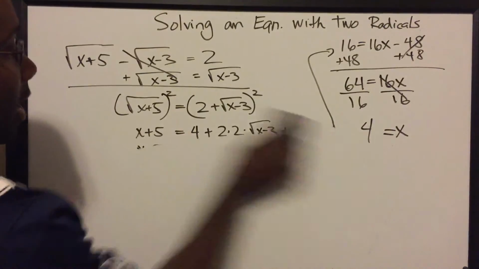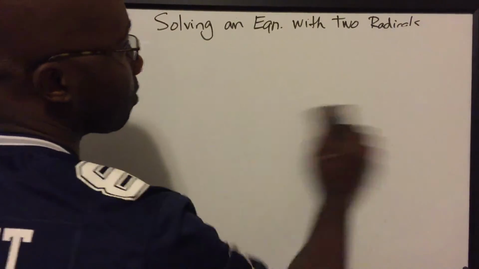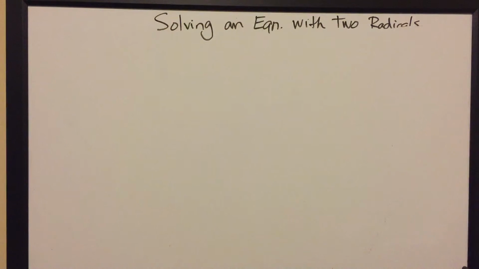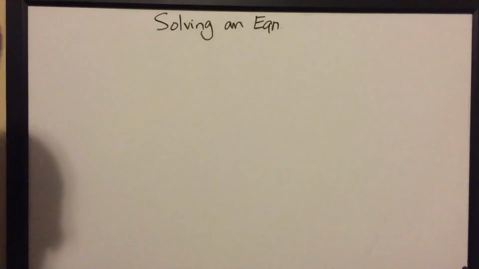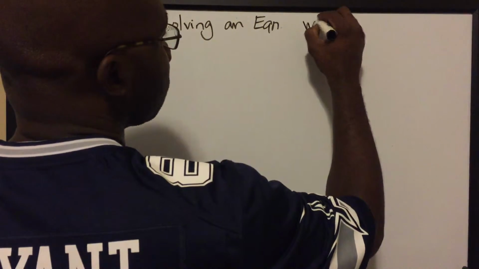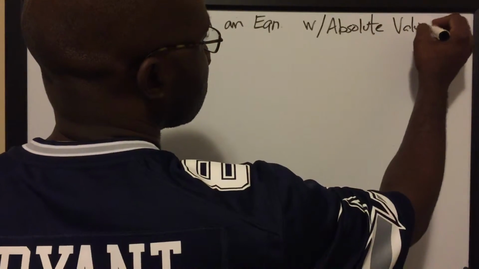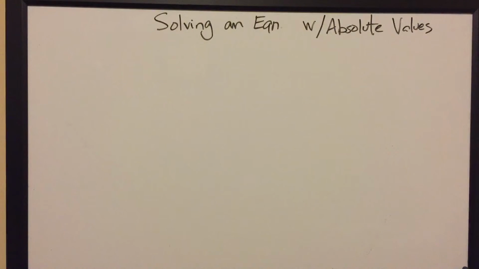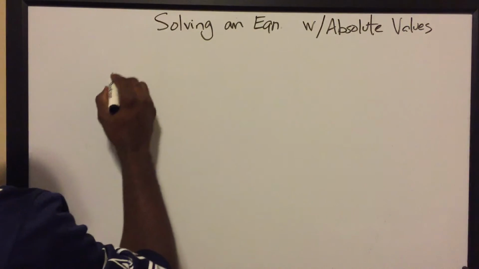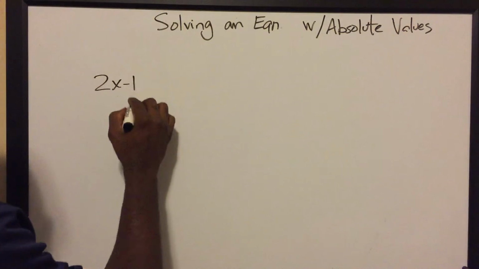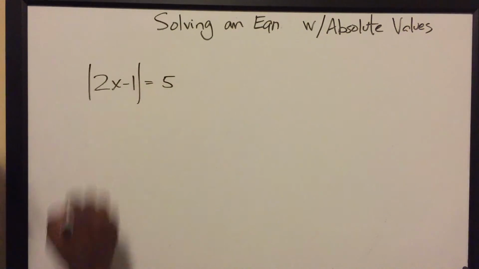So the last one I'm going to do for this section is, let's see, we did solve by factoring, we did solving a radical equation with two radicals. Now let's do solving an equation involving absolute values. So solving an equation, I'm just going to say with absolute values. So if we do that, the equation would be something like |2x - 1| = 5 as our absolute value sums.